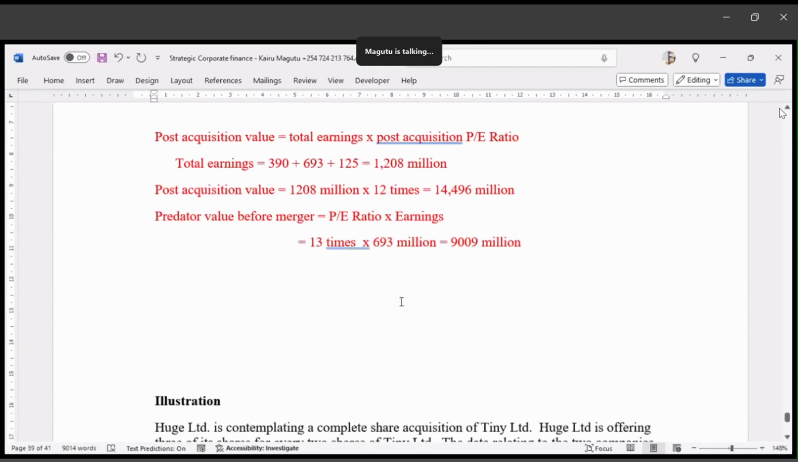9009. So we are saying that the maximum amount payable by creditor is equal to 14,496 million minus 9,009 million. And this is equal to how much?